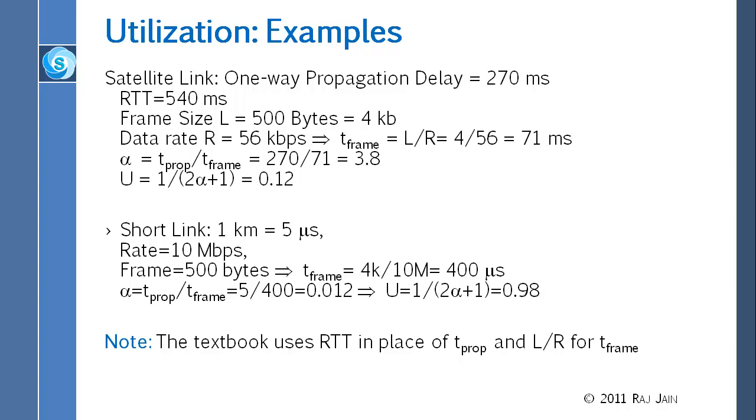T frame is 400 microseconds, and T prop is only 5 microseconds, so use that formula, 1 upon 1 plus 2 alpha. So alpha is actually 0.012. T prop upon T frame is 0.012 and utilization is 98%. So now you see you're getting 98% utilization, which is really good. You're not wasting any time, almost.